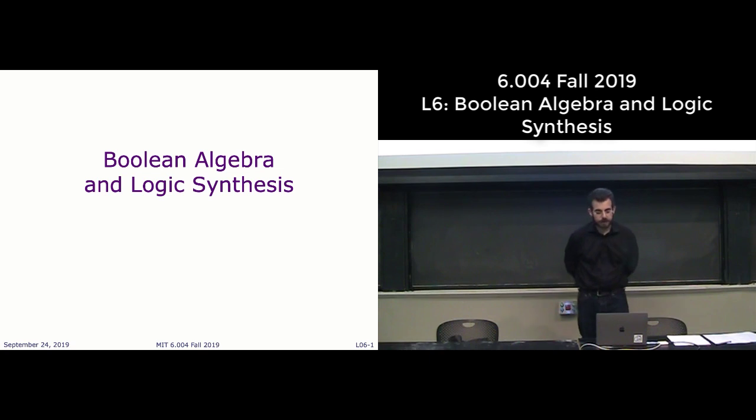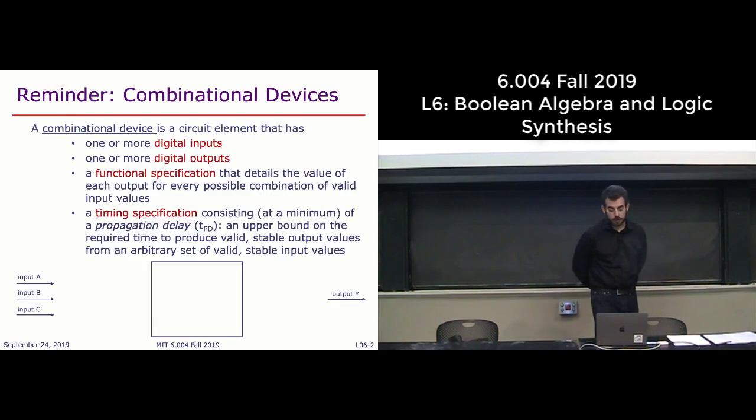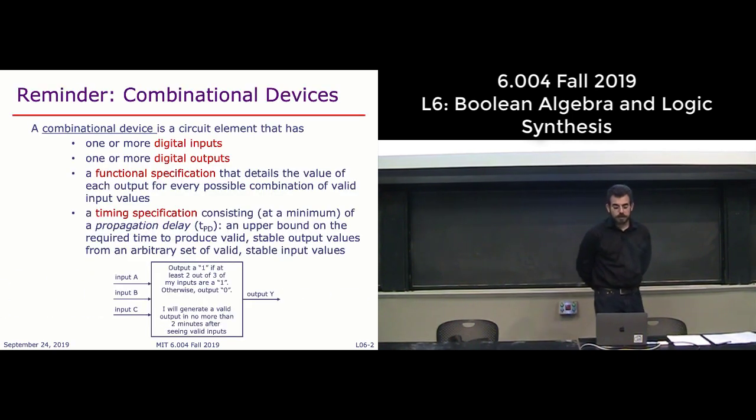In the first part of the lecture we're going to look at Boolean algebra, which is how we precisely specify the function of the device, and then we'll see how to turn that precise specification into gates, into basic combinational logic components. Okay, so as a reminder, a combinational device has the following four properties.